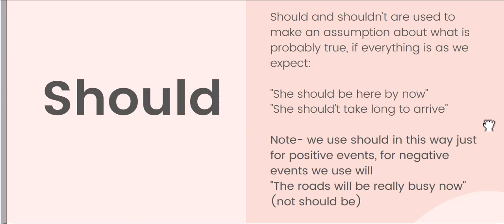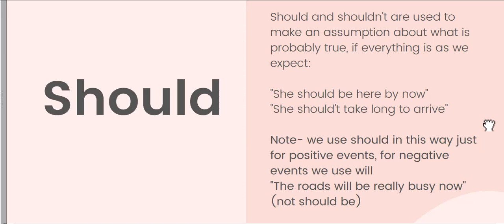So for example, the negative form, before I start saying examples here, let's say the negative form shouldn't, and we use it to make an assumption about what is probably true or not, if everything is as we expected. Or I have another note here, you can use should as advice, and this is going to be easier for you to not confuse you more about assumption, probability, and so on. So as you can see here, I have an example. She should be here by now. She shouldn't take long to arrive.